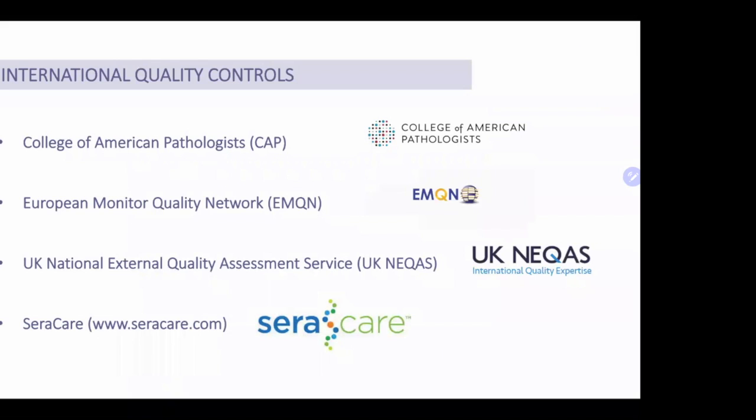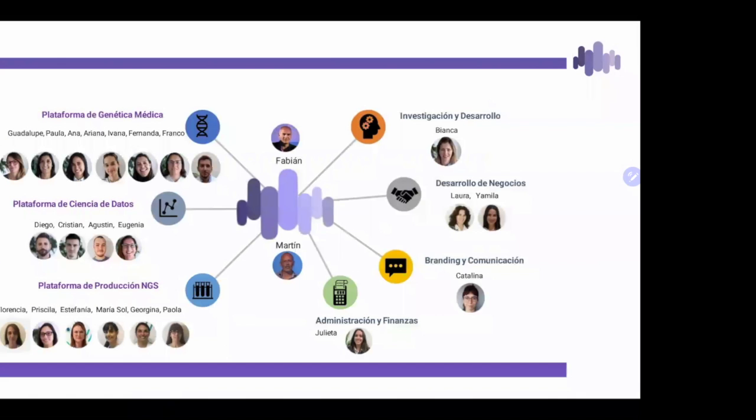We count with 4 very important international quality controls, such as CAP, the European Molecular Genetics Quality Network, the UK National External Quality Assessment Service, and Seracare. And this is a picture of Editas today, and without this working team, nothing would be possible.